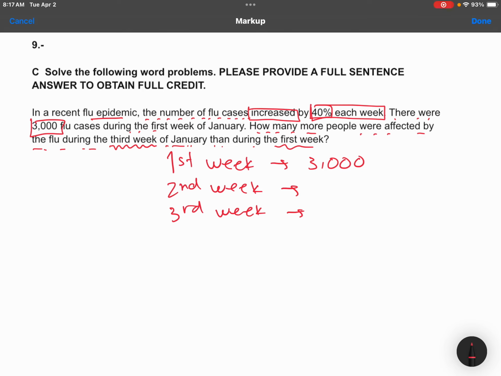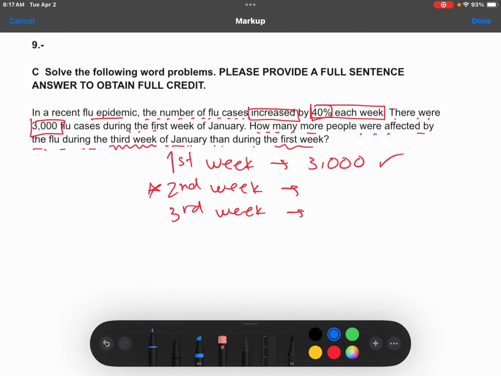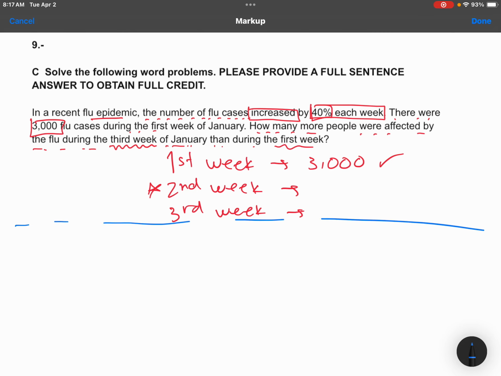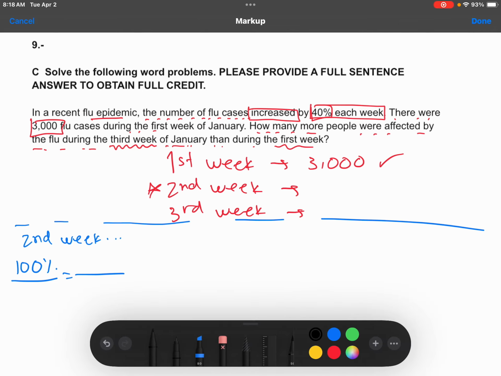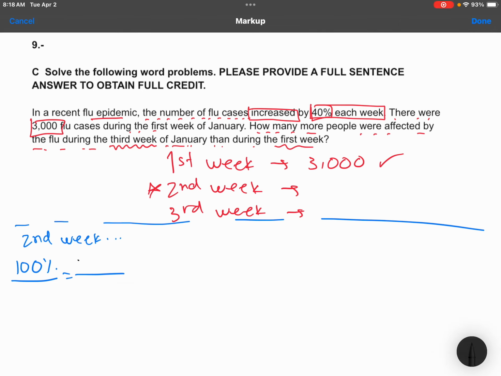So the first week we have 3,000. Let's figure out how many people were sick during the second week. Okay, so let's do the math. Second week, let's use a rule that was on the board for weeks. Whenever we have a percentage problem, we think of this rule. We know that 100% is our total cases, which in this case is how many people were sick in the first week, 3,000. And we have an increase of 40%. So what's 40% of 3,000? We don't know. That's the x.